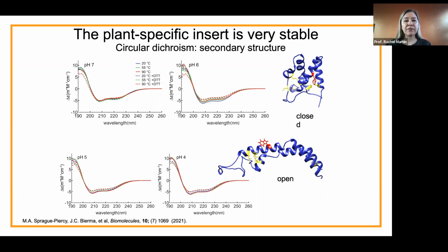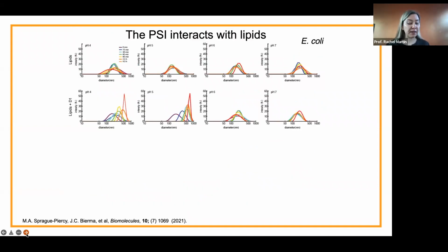And it turns out that you can heat it up to 90 degrees. You can almost boil the water, and nothing happens to it. If you heat it up to 90 degrees in the presence of reducing agents, that's this dashed line, then at lower pH, eventually it starts to show some effects. But this thing is incredibly stable, which is good. That's a feature you want in an antimicrobial peptide.